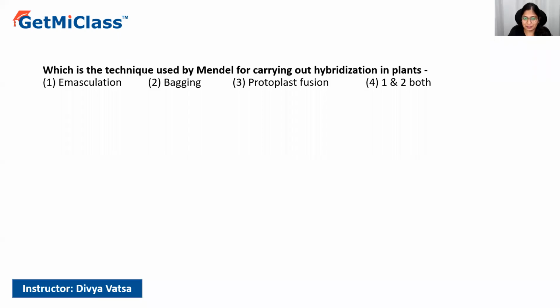Hi. So the question is, which is the technique used by Mendel for carrying out hybridization in plants? Hybridization means to create hybrids by mixing one or two characteristics. Now, how is this done in the case of plants?